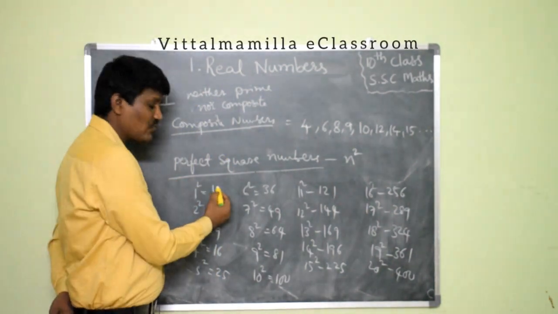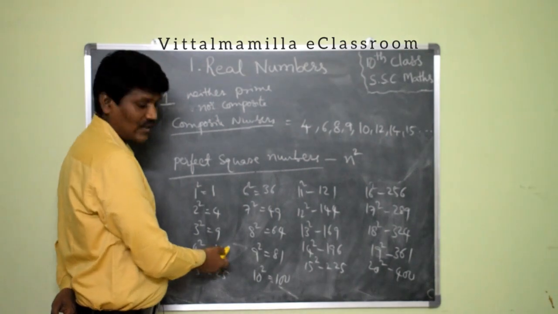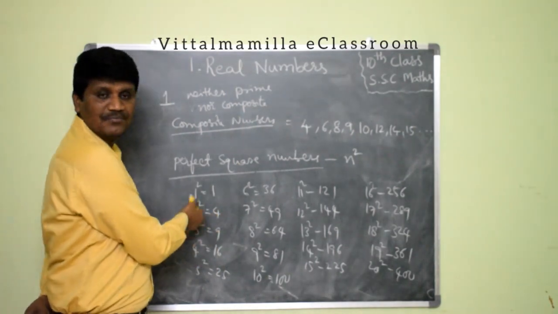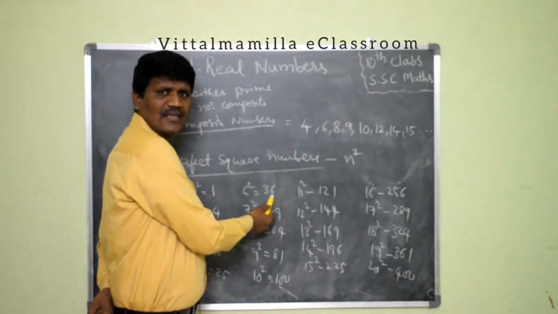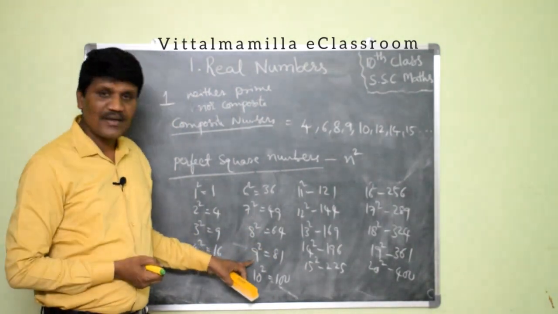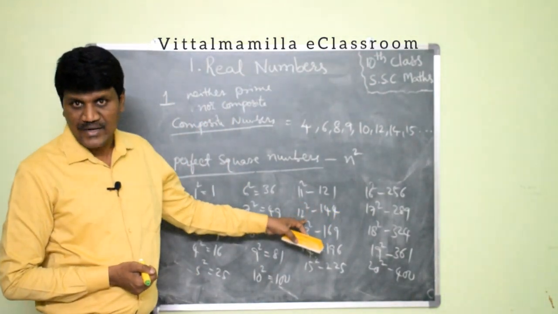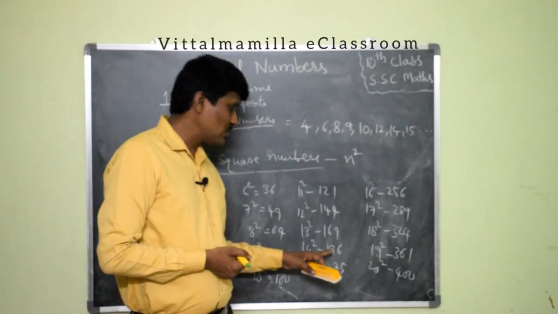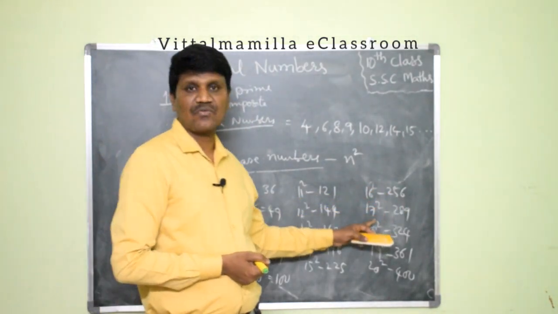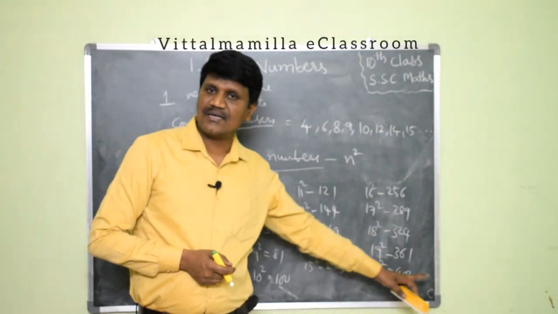1 square, 1 is a perfect square. Next, 4 is a perfect square. 9 is a perfect square. 16 is a perfect square. 25 is a perfect square, which we can write as 5 square, 4 square, 3 square and 2 square like that. Next, 6 square 36, 7 square 49, 8 square 64, 9 square 81, 10 square is 100, 11 square is 121, 12 square is 144, 13 square is 169, 14 square 196, 15 square 225, 16 square 256, 17 square 289, 18 square 324, 19 square 361 and 20 square 400.